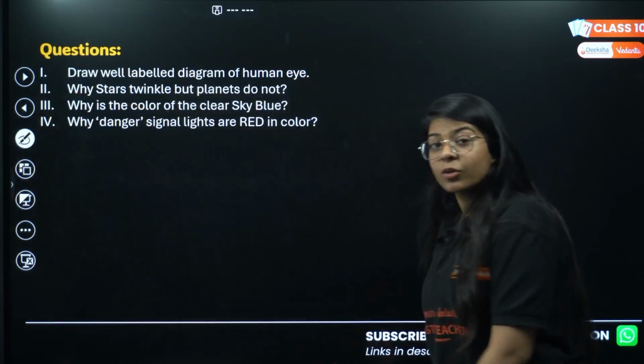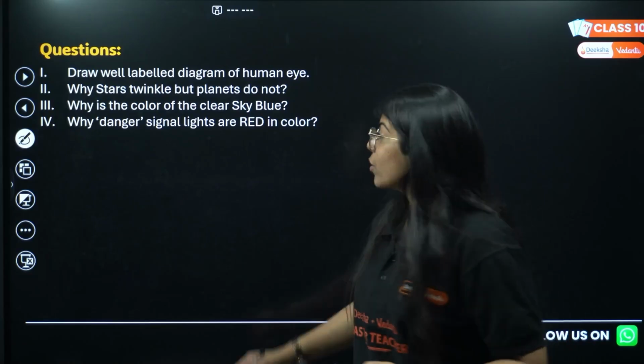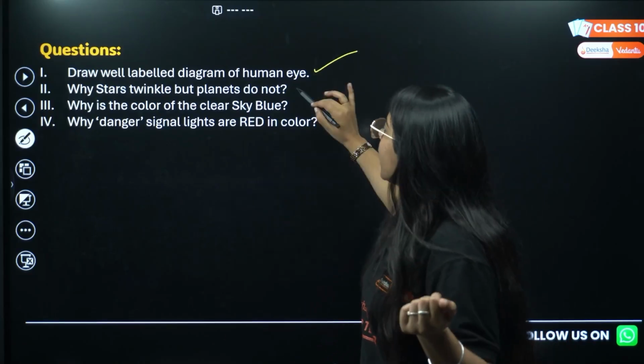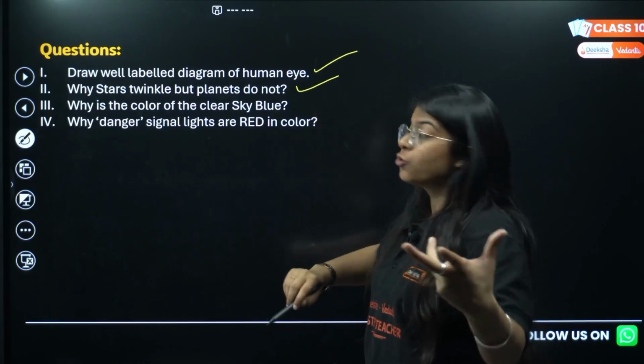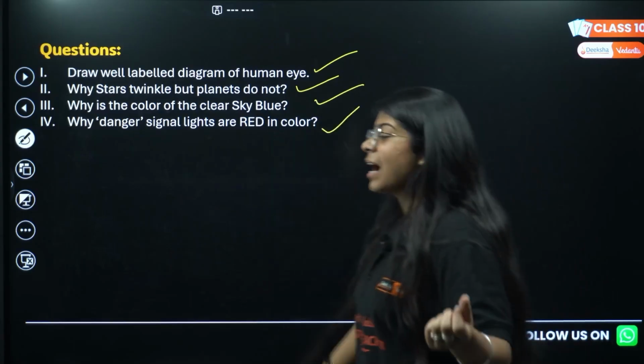These are some of the important questions that you need to study. I'll also be coming live and we'll be doing all these questions, but these questions are of course on the human eye. Why do stars twinkle but planets do not? Why is the color of the sky blue? Why are danger signals red in color?